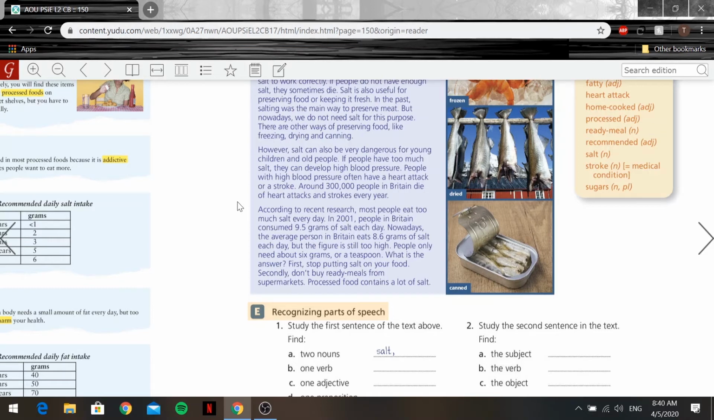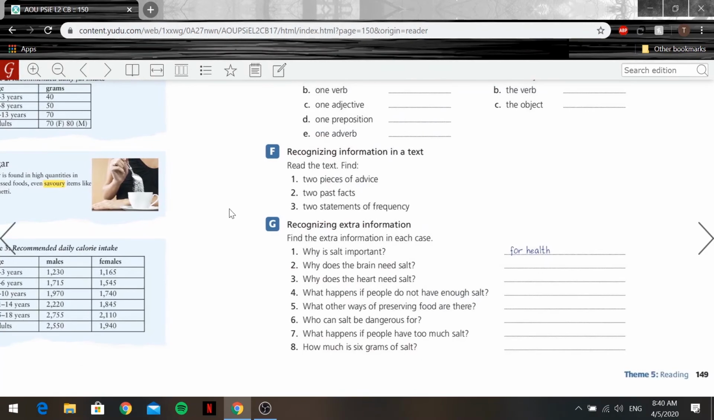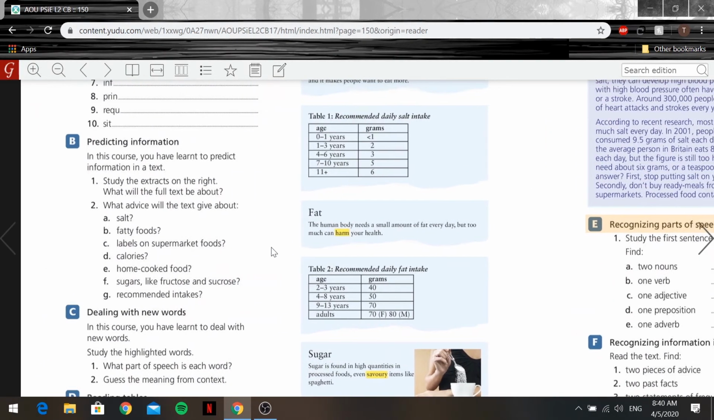What is the answer? Well, first, stop putting salt in your food. Secondly, don't buy ready meals from supermarkets. Processed food contains a lot of salt. Okay, I'm just going to take a quick look here. All right, now let's go back.